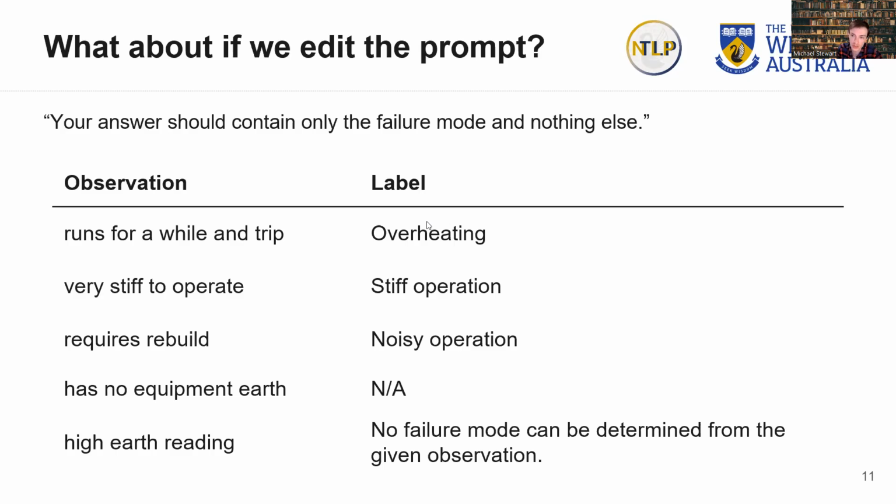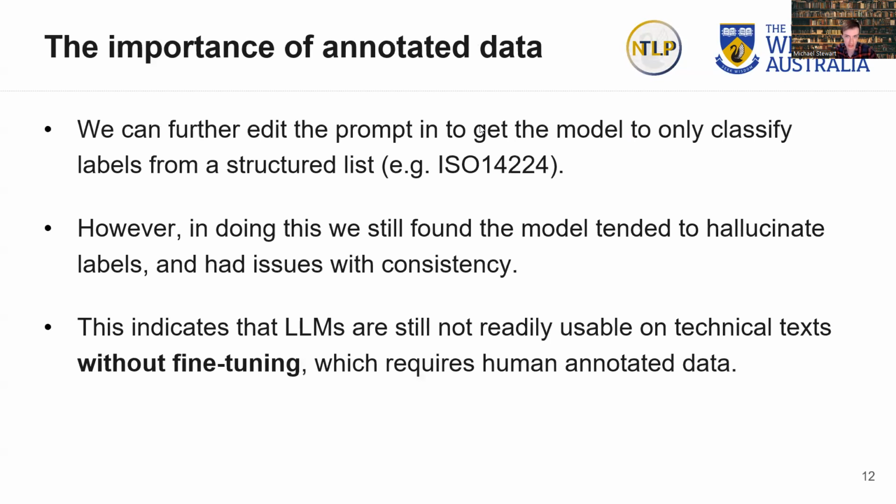So then we thought, okay, why don't we just get it to produce a failure mode from a list that we know contains a set of structured failure mode codes. So we edited the prompt again to say your response must be one of the failure modes from this list. And we gave it a list of, I think, 22 different failure mode codes from the ISO 14224. And we found that this does improve performance substantially. It starts to get pretty good. It starts to produce labels from that list.